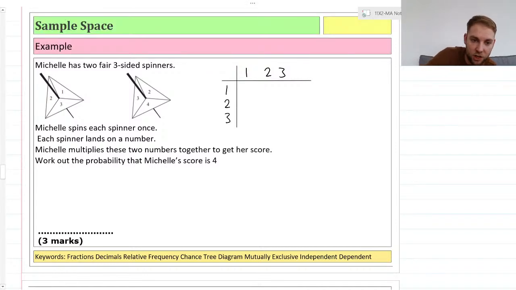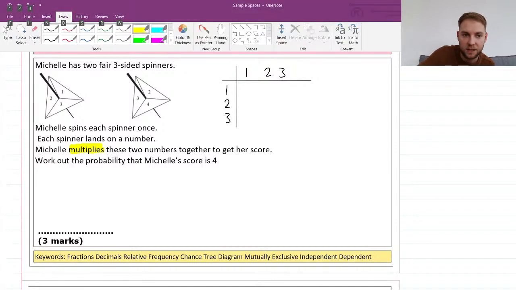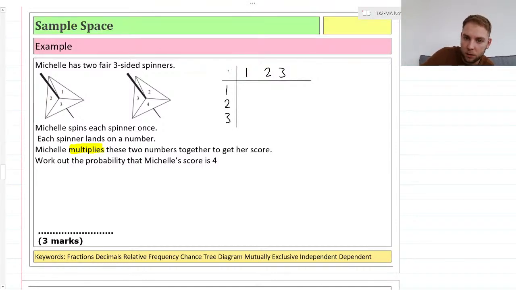It does say here that she multiplies these two together, doesn't she? So if I multiply these two together, I'm going to get 1 times 1, which is 1. 1 times 2, which is 2. 1 times 3, which is 3. 2 times 1, which is 2. 2 times 2, which is 4. 2 times 3, which is 6. 3 times 1, which is 3. 3 times 2, which is 6. And 3 times 3, which is 9. So what's the probability that she gets a 4?